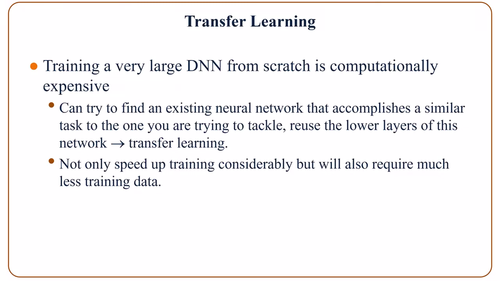In this video, we talked about transfer learning. Usually, training a very large deep neural network from scratch is very computationally expensive. What you can do is try to find an existing neural network model that was used for a similar task, and then reuse the lower layers of the network. This is called transfer learning. The advantage of this approach is that it speeds up training considerably. It also requires much less training data.